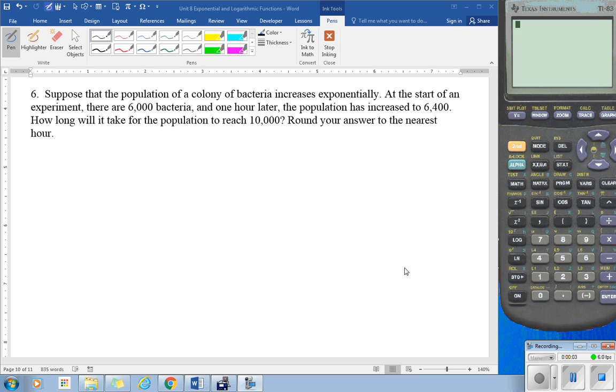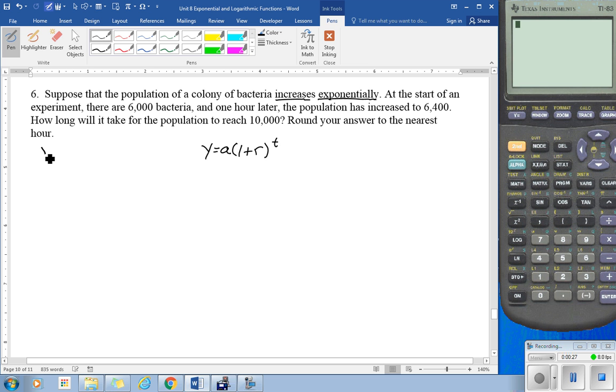All right, let's take a look at number 6, solving exponential equations section. It says, looks like we got another model, by the way. Suppose the population of a colony of bacteria increases exponentially. So right there, before we even finish this problem, it's telling us we're growing exponentially, which means we're growing at a fixed percent, and it's increasing, which tells us that we have a growth model that we're going to be working with here.